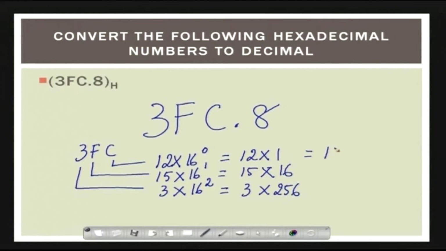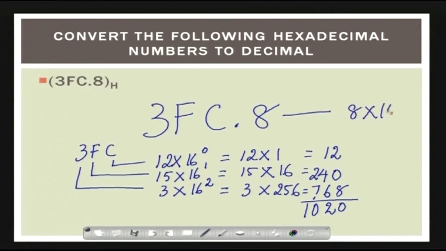So, 12 into 1 gives us 12, 15 into 16 gives us 240, and 256 into 3 gives us 768. When we add these up, we get 1020.